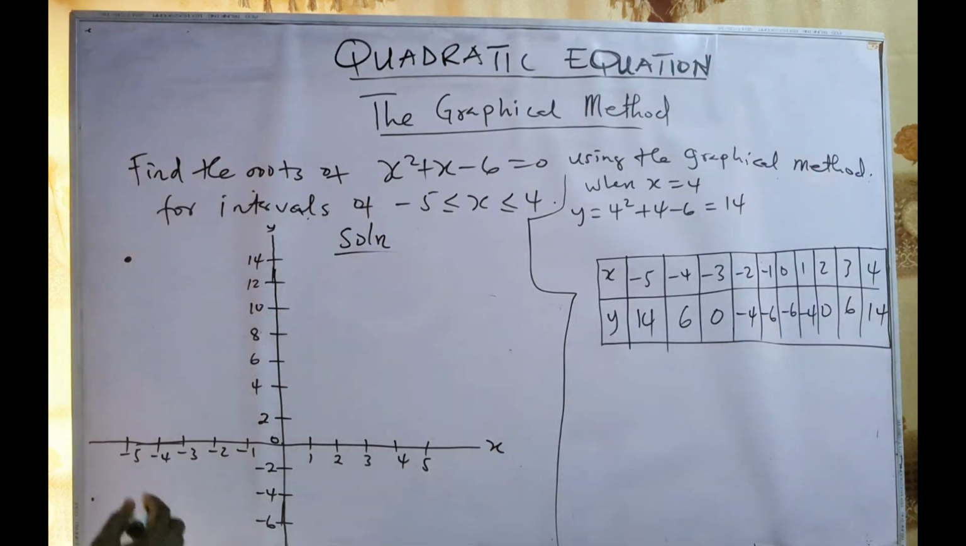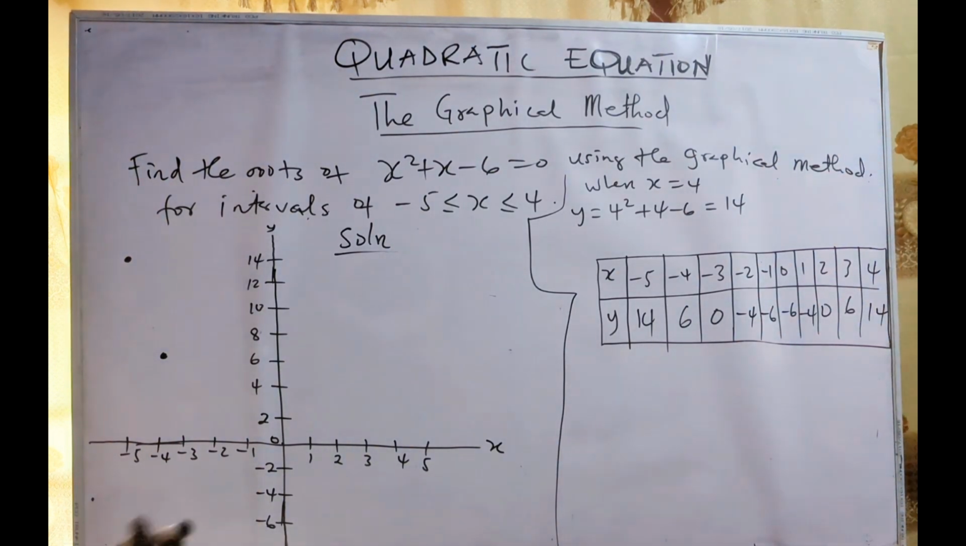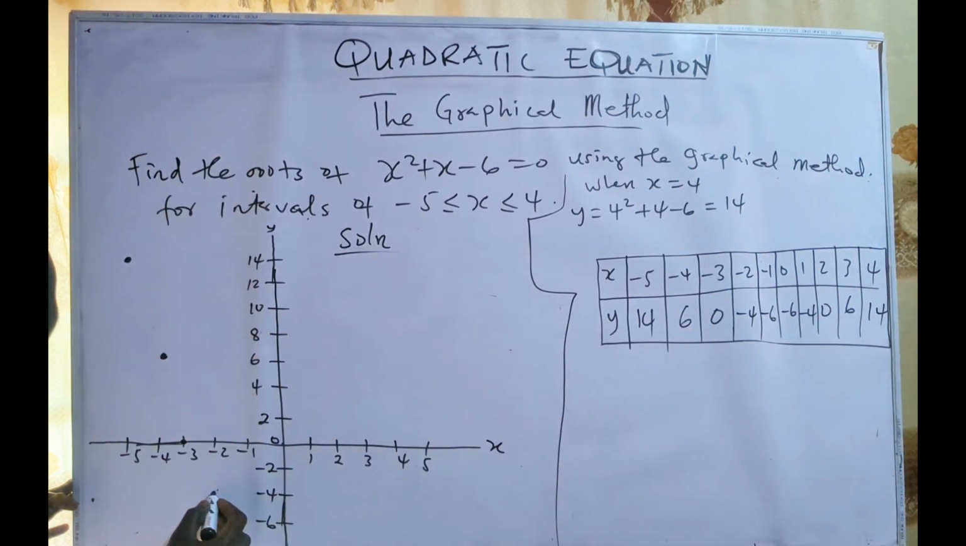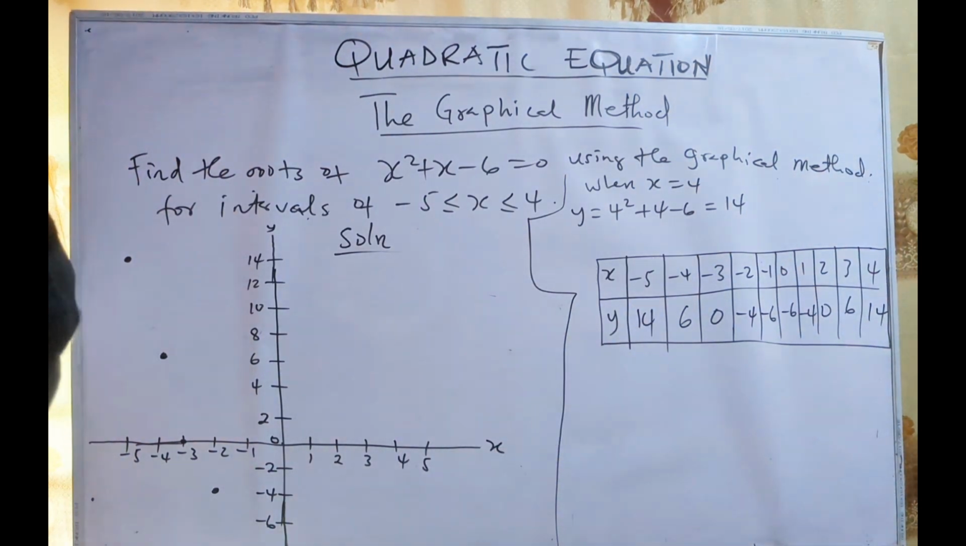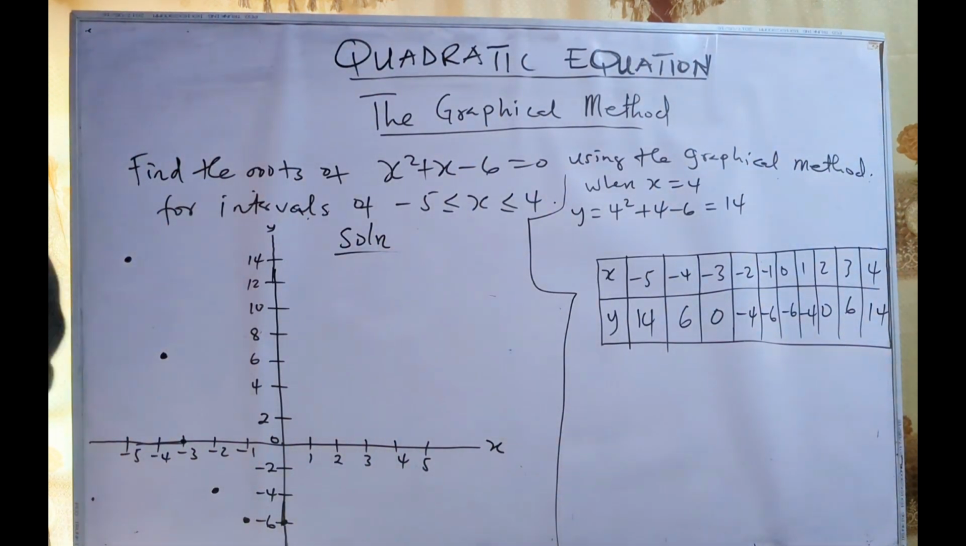Negative 4 gives me 6. So negative 4 and 6 will be here. Negative 3, 0. So that will be here. Negative 2, negative 4 will be here. We have negative 1, negative 6, so negative 1, negative 6 will come here. We have 0, negative 6. So that will be on the negative 6 here.